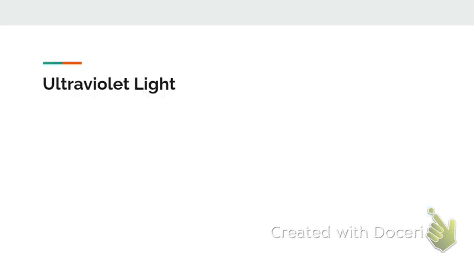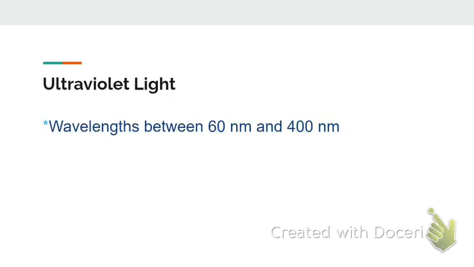All right, once you get past visible light, it's called ultraviolet light, also called ultraviolet radiation. At this point, we are getting to the wavelength short enough and high enough energy that it can damage human cells. So UV radiation, right? Wavelengths between 60 and 400 nanometers. This is called UV light.